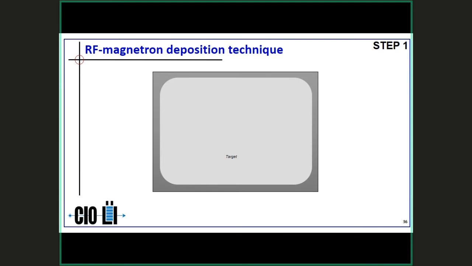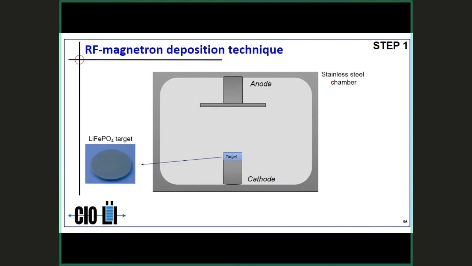Basically, the sputtering system is a stainless steel chamber. So for this reason we have this figure, and inside of the stainless steel chamber, on the top side there is a component called the anode, and at the bottom side there is another component which is called the cathode. On top of the cathode there is a target. The target, in this case, is my precursor. To be more specific, this is a lithium iron phosphate target, my material, which was compacted in the form of a ceramic disc, which has a diameter of 10 centimeters.